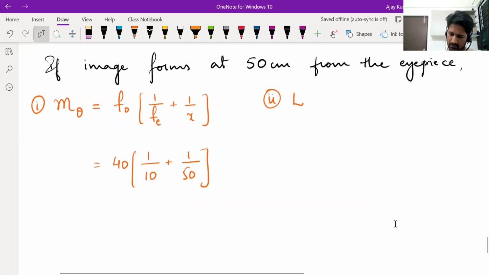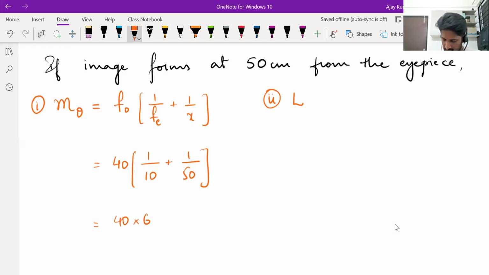That's all. 1 by 10, 1 by 50. 1 by 10 is like 5 by 50 plus 1 by 50, 6 by 50. So 40 into 6 divided by 50. 4 sixes is 24 divided by 5. The answer is 4.8 exactly. Okay, that's the magnification we get.